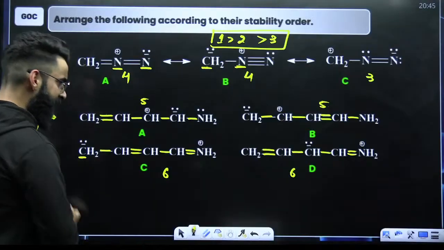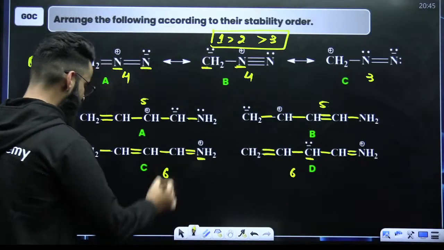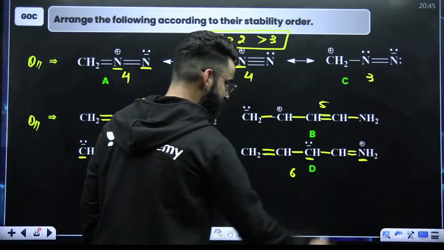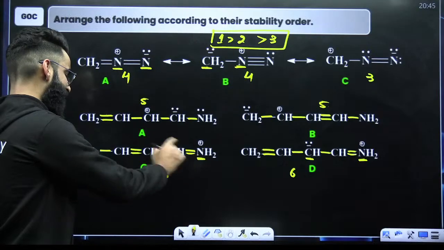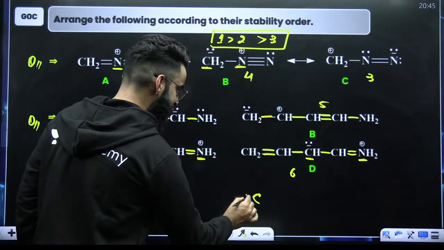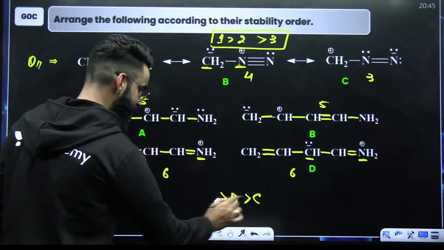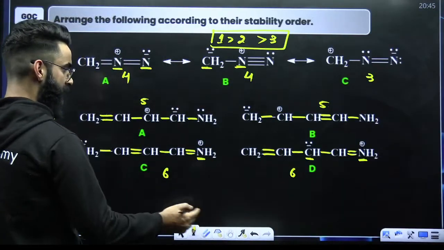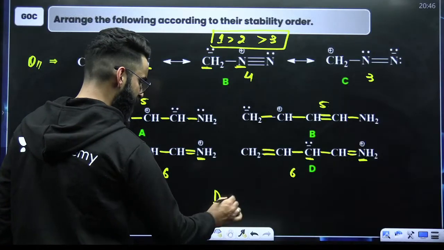C, carbon carrying negative. Nitrogen carrying positive. Now talk in terms of charge separation here. More the charge separation, lesser the stability. So C is least stable, D would be more stable comparatively, right? Just a second. D would be more stable.